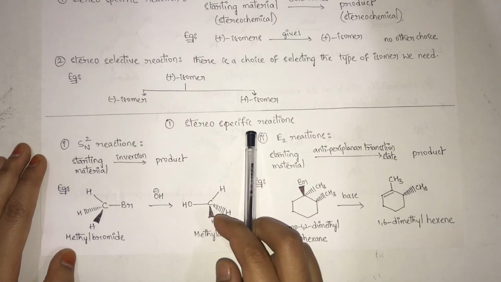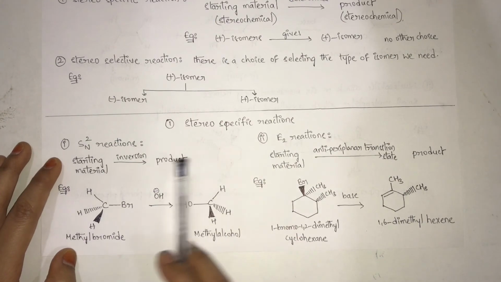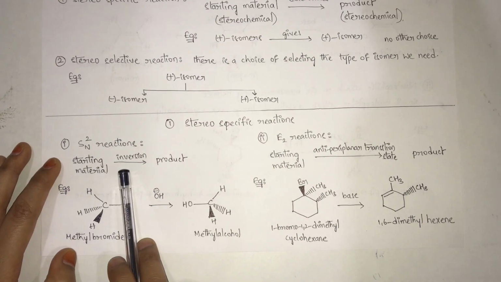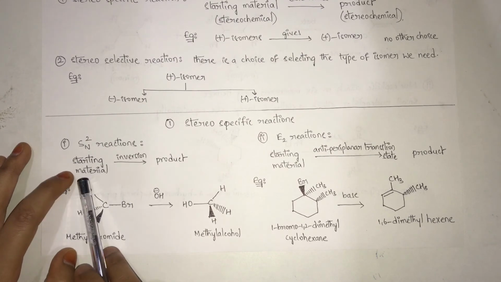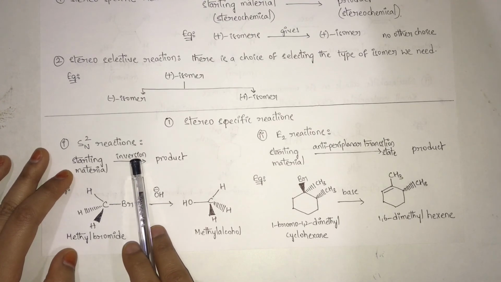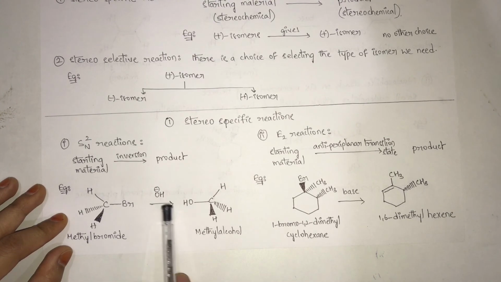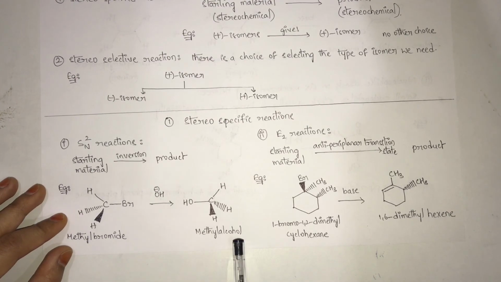Stereospecific reactions include SN2 reactions and E2 reactions. First one, the SN2 reaction. As we know, this is a nucleophilic substitution reaction where we will get only one type of configuration. So if you are taking a molecule, on inversion we will get a product. We are performing only inversion. For example, here I am taking methyl bromide. When we are treating with the nucleophile, we get methyl alcohol, only this orientation.